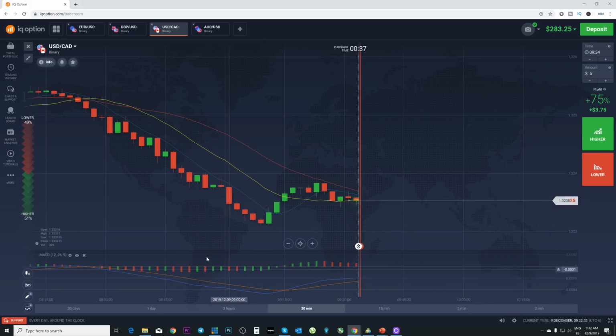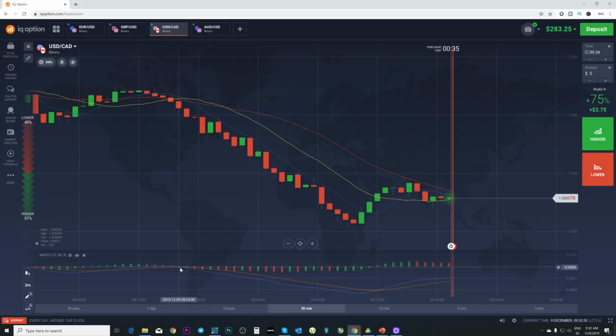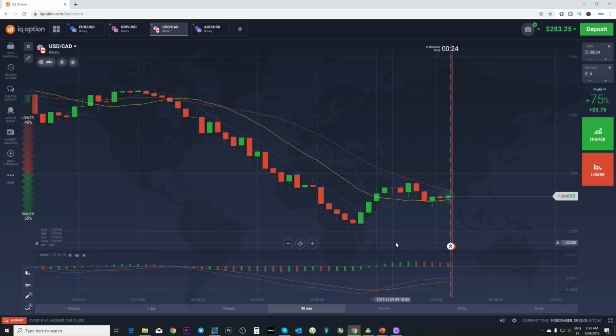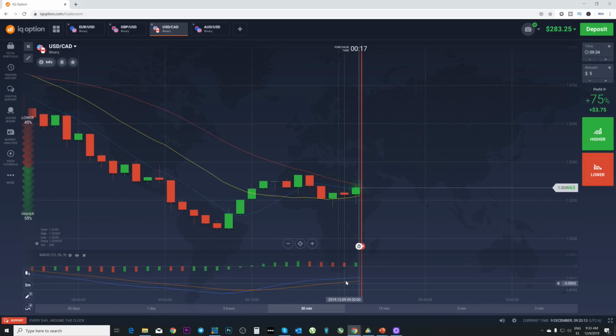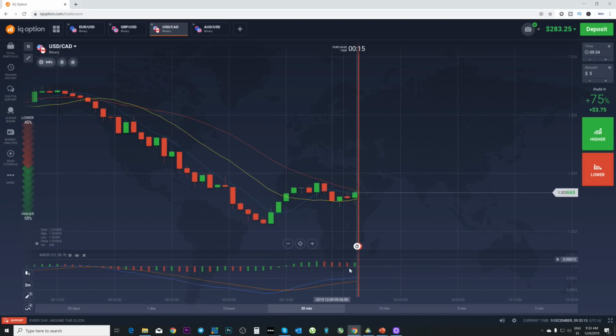Same thing is going to happen with a put. If you notice right here, the MACD blue line crossed the red line going down, and then the next candle, the same thing happened with the moving average. So the reason we use MACD is very simple. We wait until it crosses a line so that we know that within the next 1, 2, or 3 candles, we're going to have a signal that is going to be in the money for that pair.